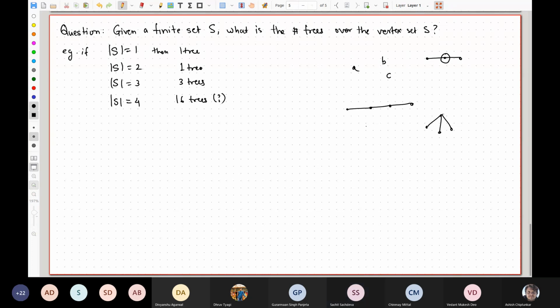12. And why is that so? That is just 4 factorial by 2. You can label these vertices by A, B, C, D in 4 factorial ways. But if you flip it around, you still get the same tree. So you are dividing by 2. And similarly, there are four trees of this type. Why? Because you have 4 choices of what should be this vertex.